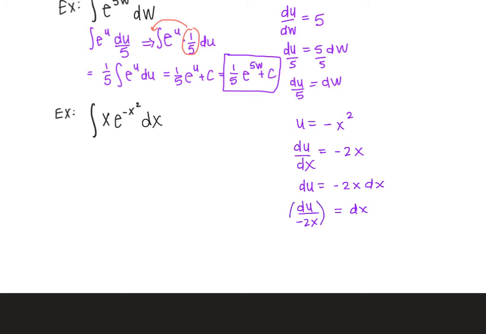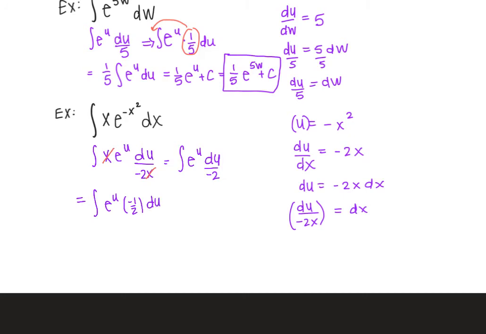And now I can do my substitutions. The integral of x e to the u du over negative 2x. So the 2 doesn't cancel, but these x's do cancel. And so now I have the integral e to the u du over negative 2. I'm going to rewrite this just so I can see what constant to take out. e to the u negative 1/2 du.